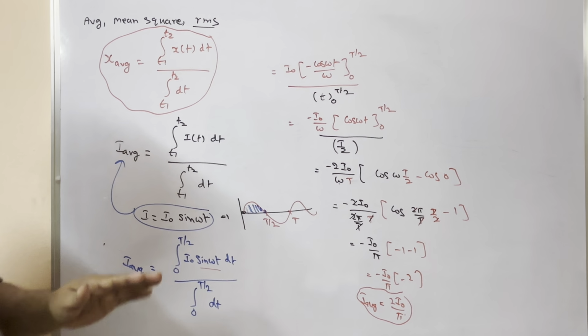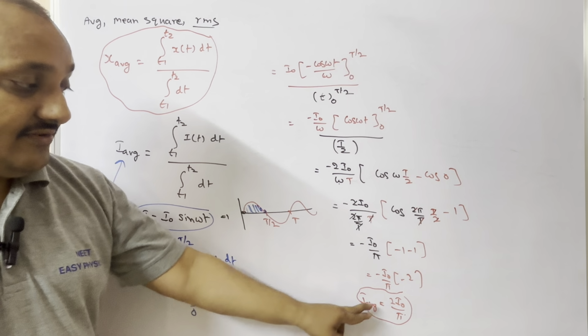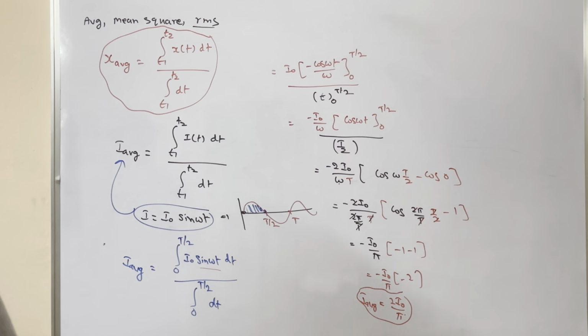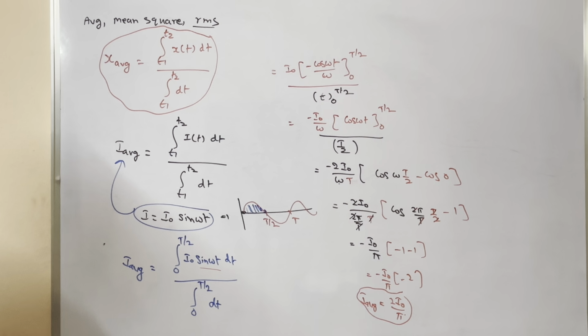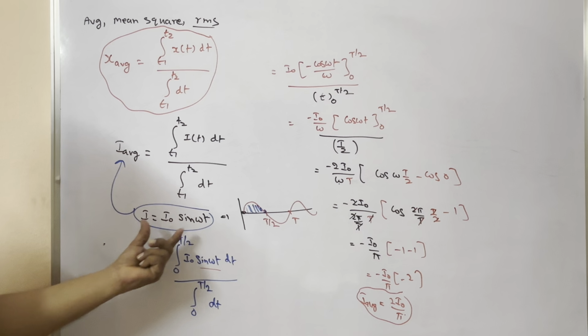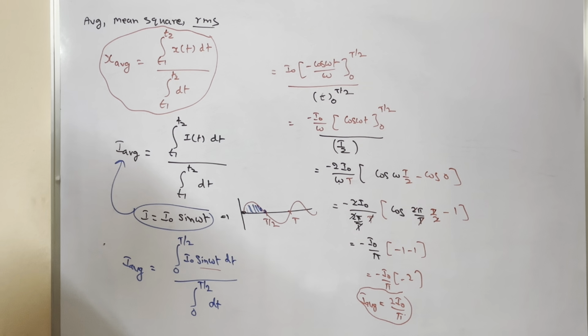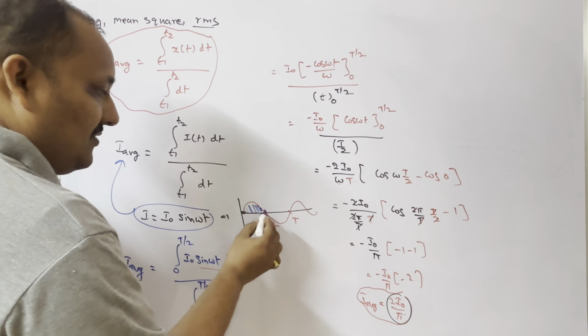Already in the initial first class we discussed this average value. The average value is 2 I naught by pi, and the RMS value we gave as I naught by root 2. Isn't it? Is it visible? Yes, 2 I naught by pi. But why do we derive it now? Sometimes you require this average value from the equation, and at that time this derivation is going to be helpful for you. So this is 2 I naught by pi for 0 to T by 2.